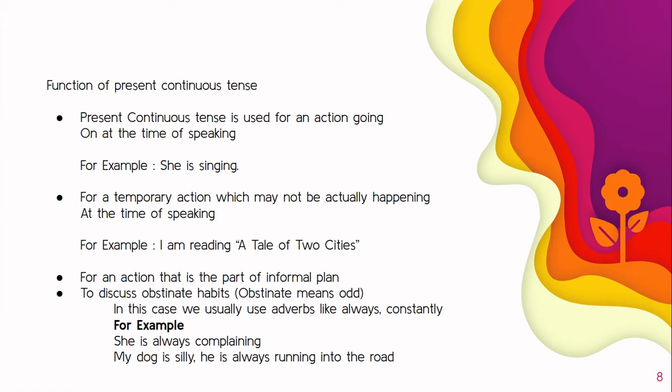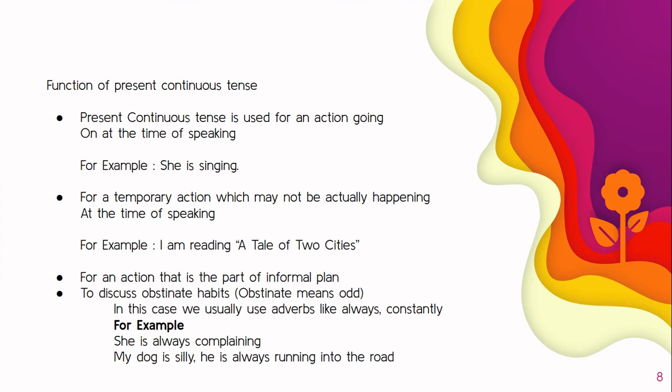The next function. This tense is used to discuss a temporary action which may not be actually happening at the time of speaking. Let's look at the example. I am reading A Tale of Two Cities. It means I am reading this novel in these days, but after some days when it is completed, I will not continue. So, this tense is also used to discuss temporary actions.